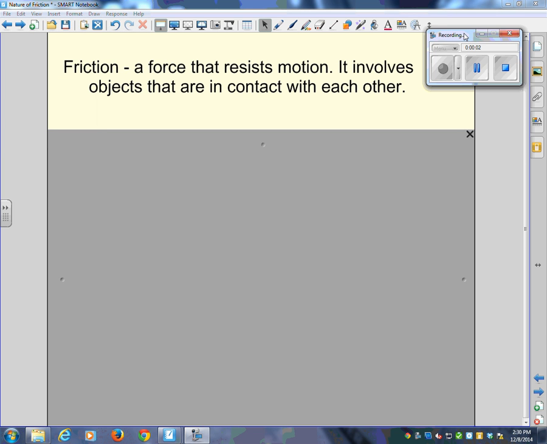As always, you can choose to write these down. You can choose to print them off from Schoology. You can choose to take a picture if you want. You can choose to video this entire thing.